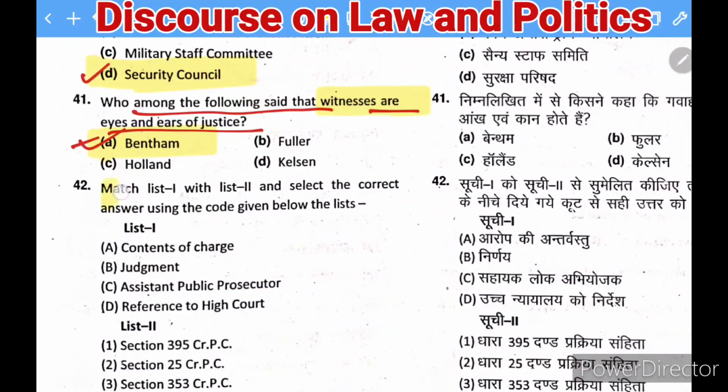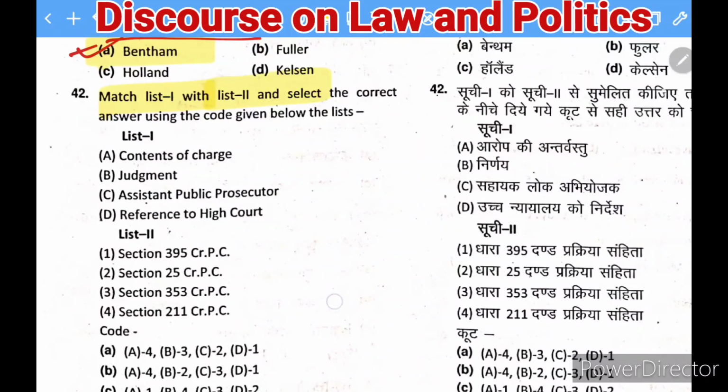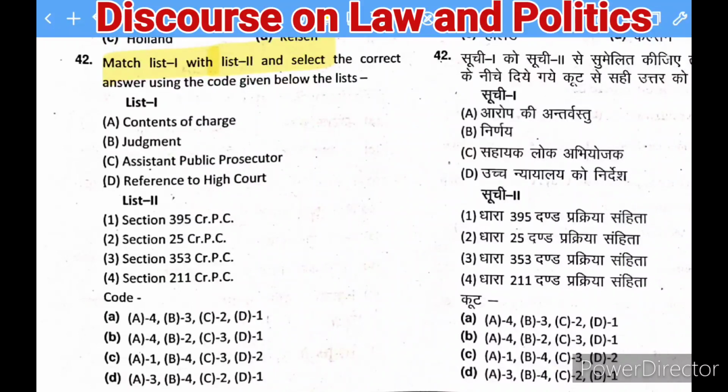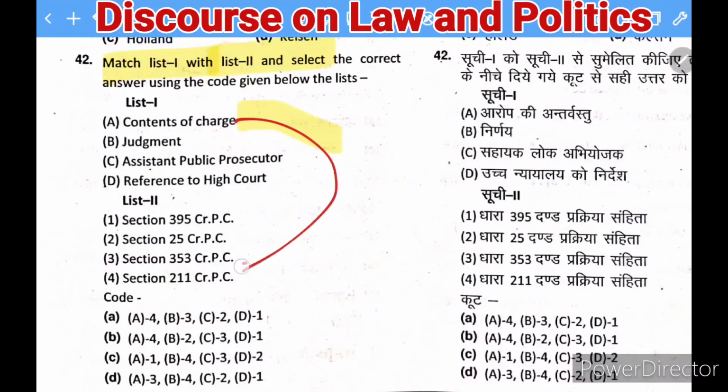Next question, again it is from matching list 1 and list 2. You can see in list 1 certain provisions, and in list 2 certain sections of the CrPC are discussed here. Now let's start one by one. Content of charge is in section 211. Judgment is in 353. Assistant Public Prosecutor is in section 25 of CrPC, and reference to High Court is in 395.